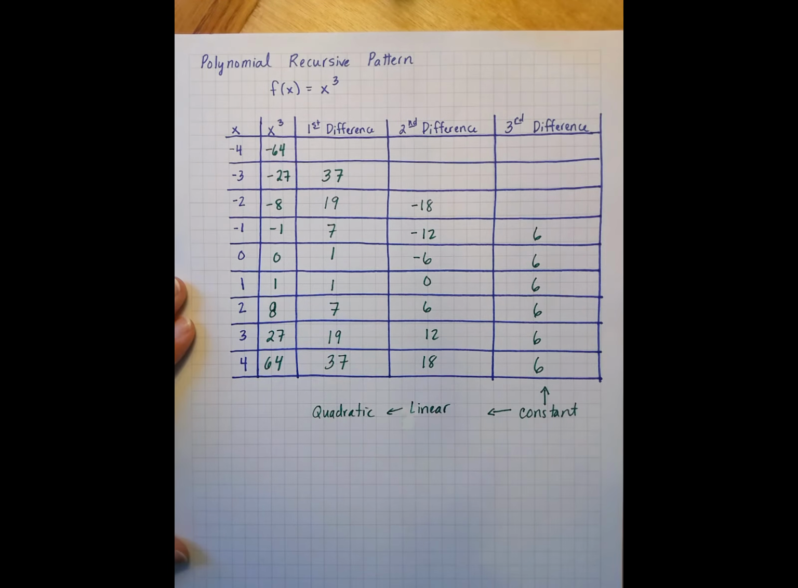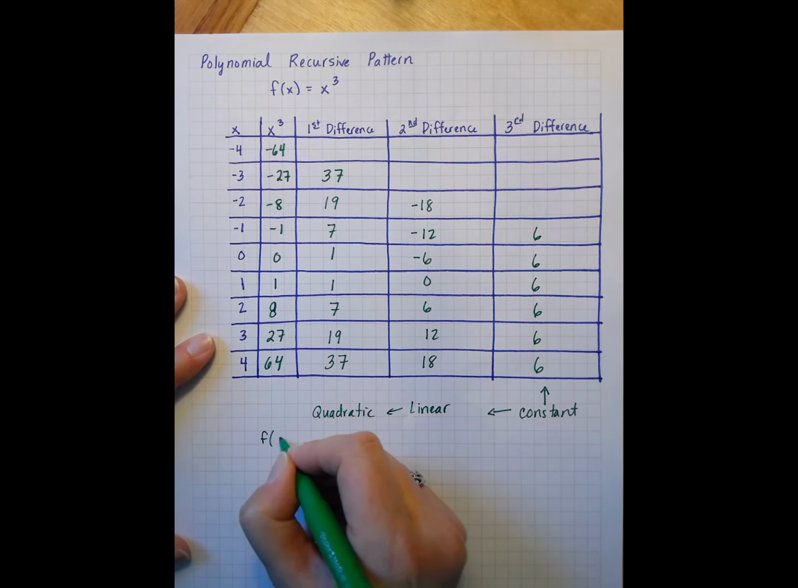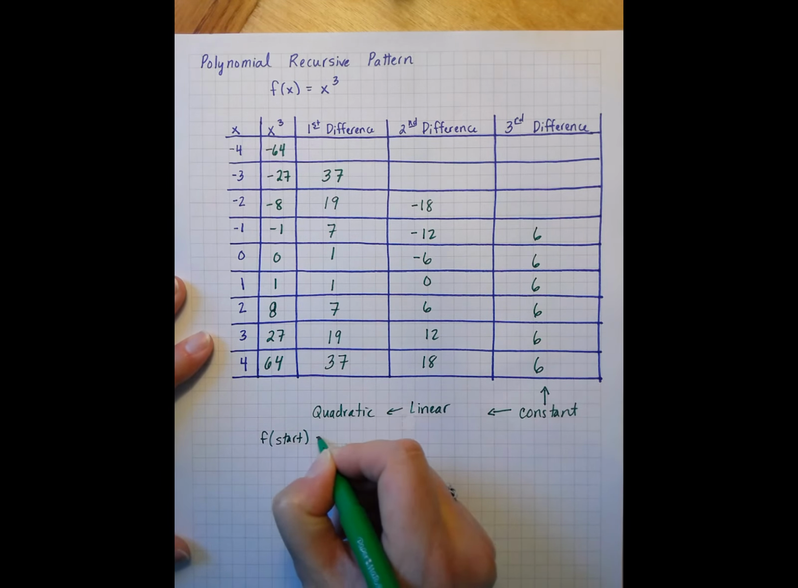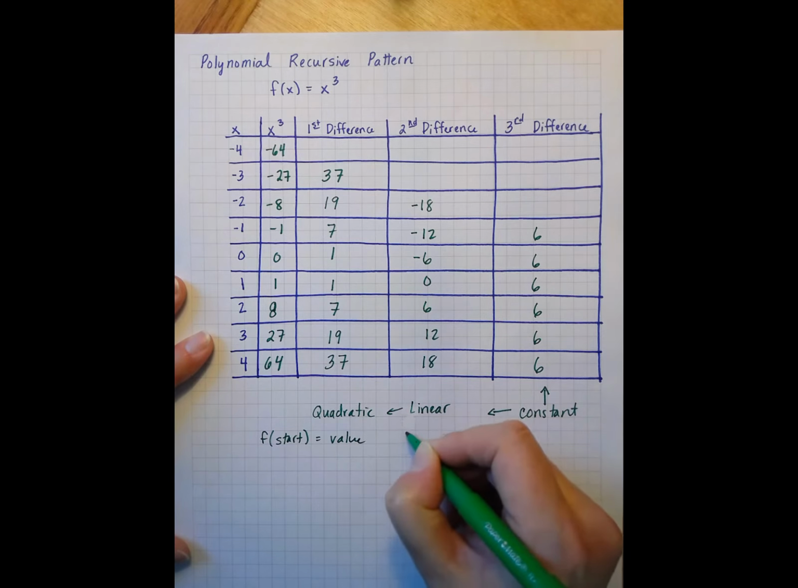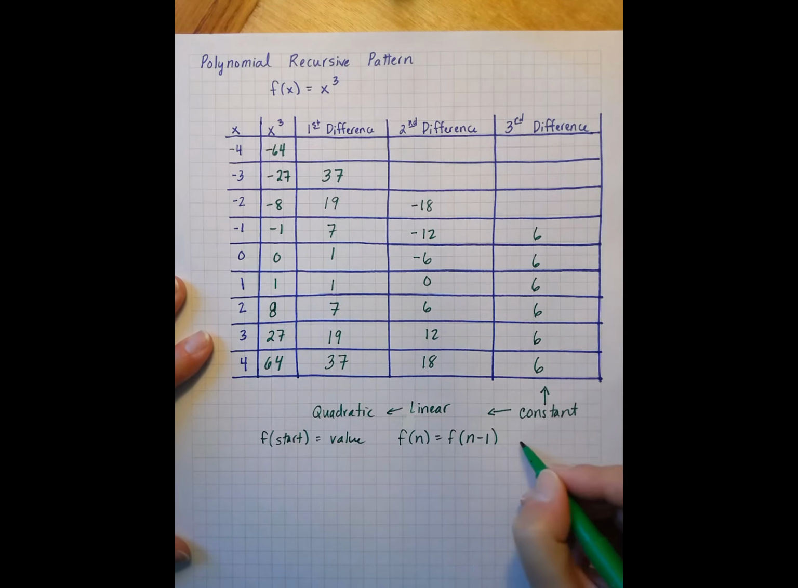Which means if I'm going to write the recursive equation for a cubic function, I'm going to have an f of starting equals a value. And then my f of n equals f of n minus 1. This equation that goes here is going to be a quadratic equation.